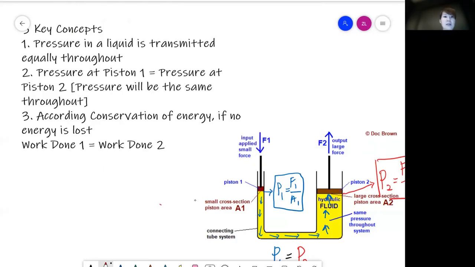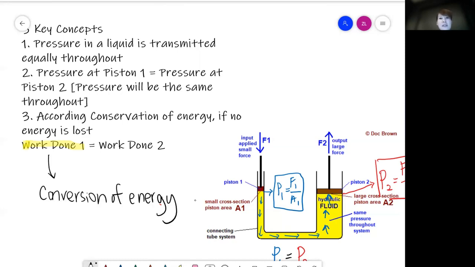at piston 2. Now let's recall what work done is. Work done is the conversion of energy. If you look at the hydraulic system again, the application of the force causes a form of energy when it causes the piston to move over a certain distance. So the conversion of energy from the applied force multiplied by the distance goes to the liquid. Work done simply means a conversion of energy.